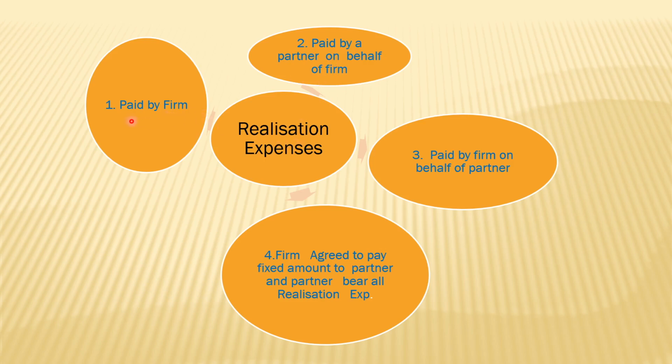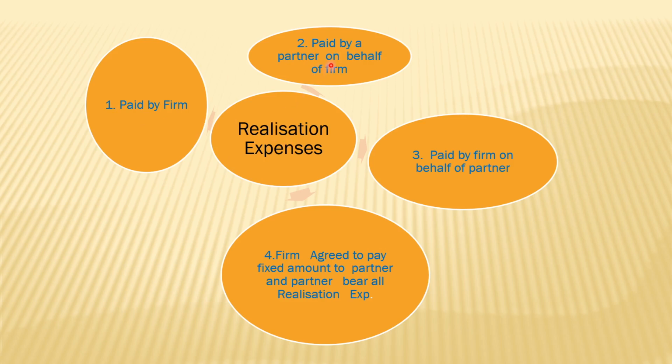Now if realization expenses are paid by the partnership firm, cash is going out from the business, so automatically cash or bank will be credited. I know that for any expenses, realization will be debited. So therefore in case of this situation, realization account debit to bank account. Second situation: paid by a partner on behalf of the firm.